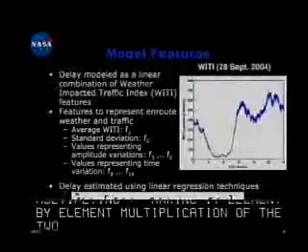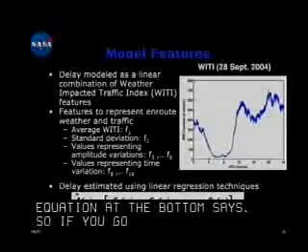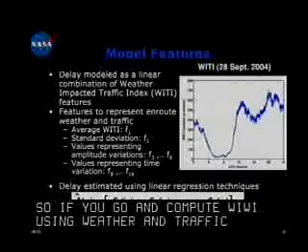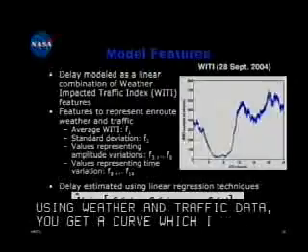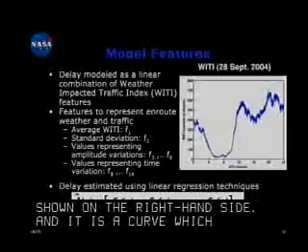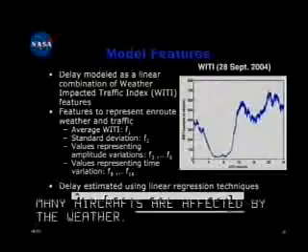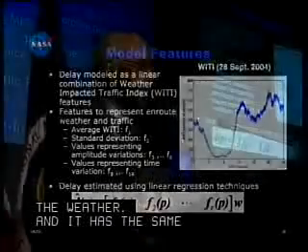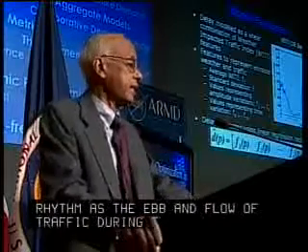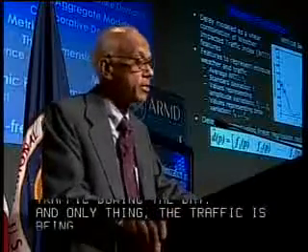Could I have the next view graph, please? If you compute WITI using weather and traffic data, you get a curve which I have shown on the right-hand side. It is a curve which at any instant of time shows how many aircraft are affected by the weather. And it has the same natural rhythm as the ebb and flow of traffic during the day. Only the traffic is being modified by the presence or absence of weather in different places.